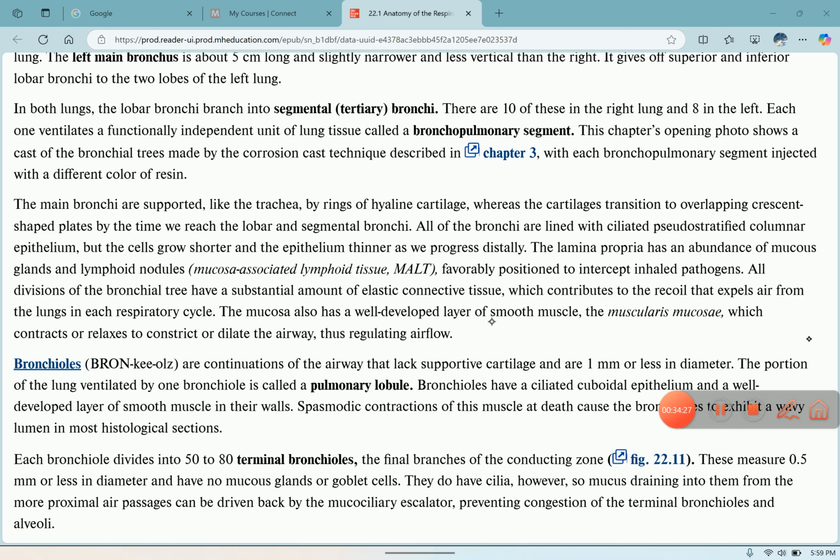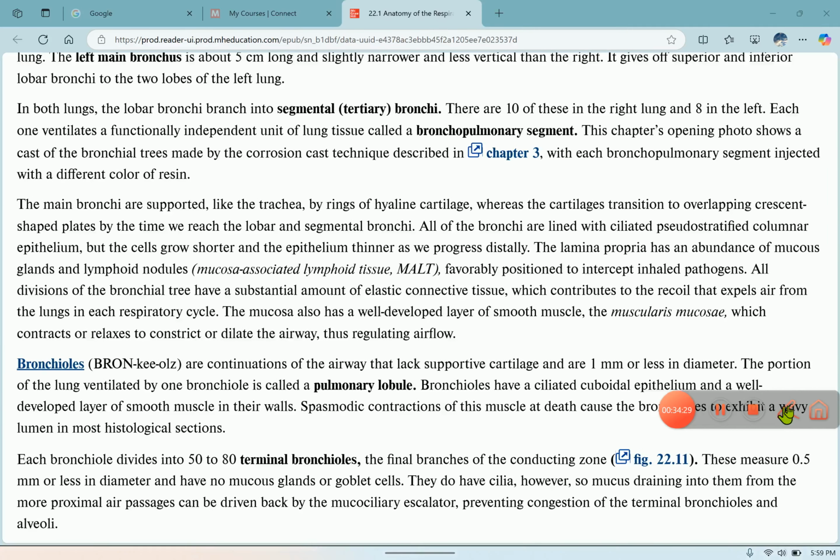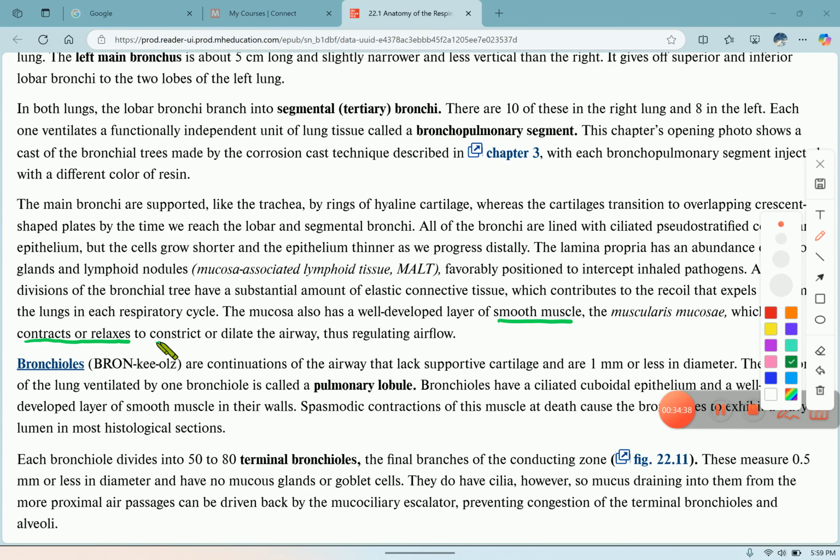Okay, a lot of the lung is smooth muscle, and that allows those tubes to contract or relax, or constrict and dilate the area. So you can have a nice big open tube or a constricted tube, right? So bronchial dilation, bronchial constriction.